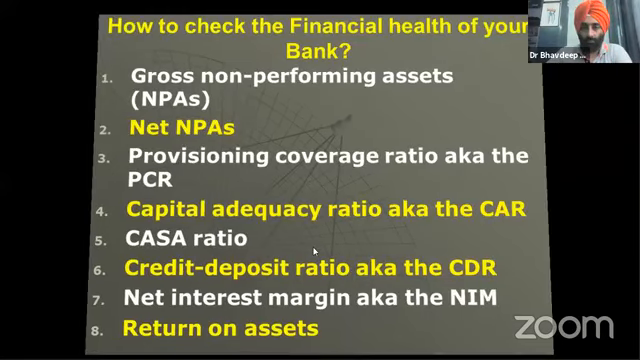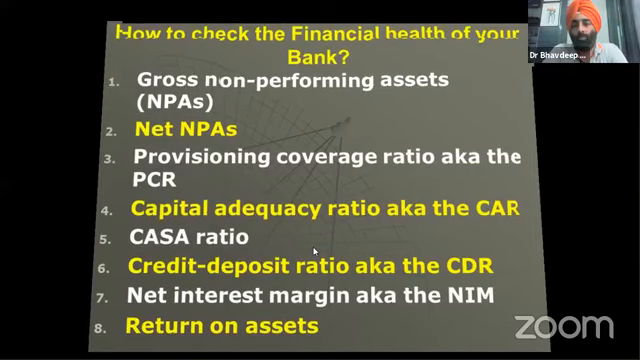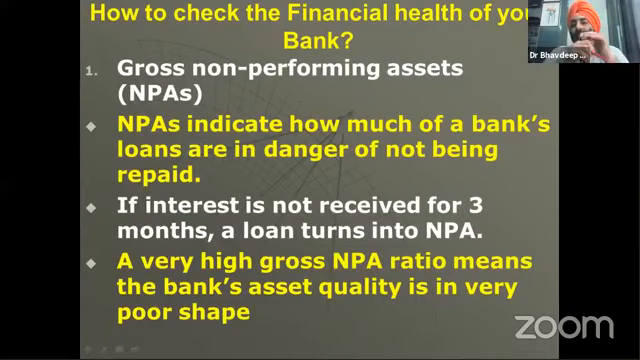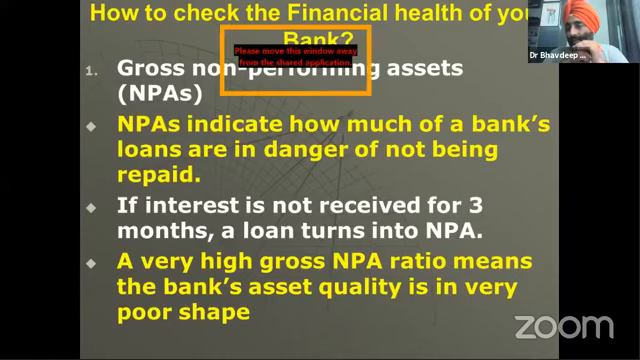So the gross NPA, or gross non-performing assets, indicates how much of the bank's loans are in danger of not being repaid, whether they have been issued without any mortgage, without any credit guarantees, or without any assets being held against them. If interest is not received for 3 months, the loan becomes an NPA in the bank's books. So high gross NPA means the bank's assets are in bad shape.